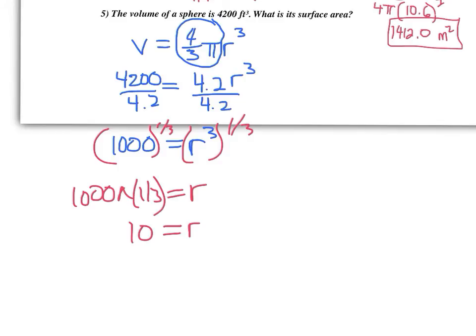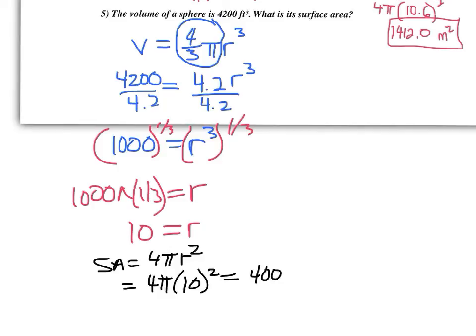Okay, so now I can fill that into my surface area formula. So surface area is 4 pi r squared. So if I plug 10 into that, 4 pi times 10 squared. 10 squared is 100. 100 times 4 is 400. So I have 400 pi, which is equal to 1,256.6. And that is in square feet for my final answer.